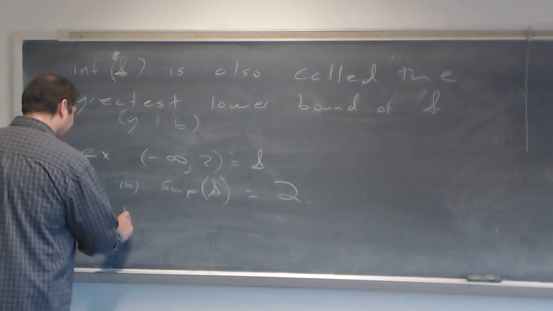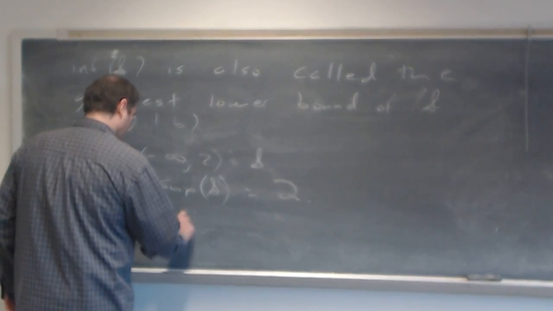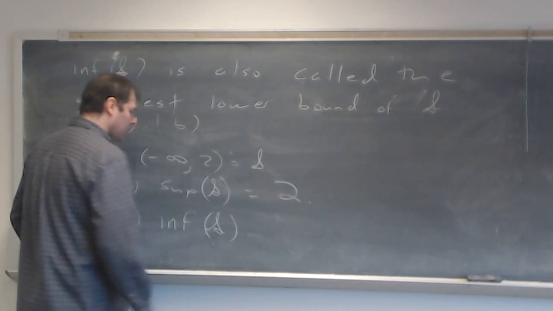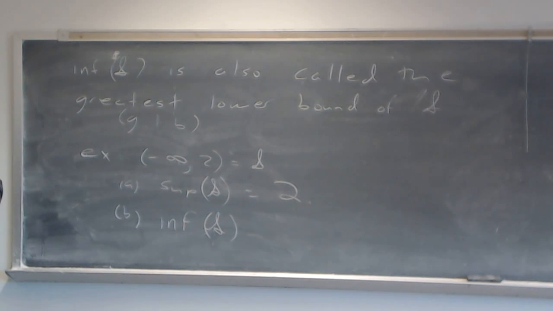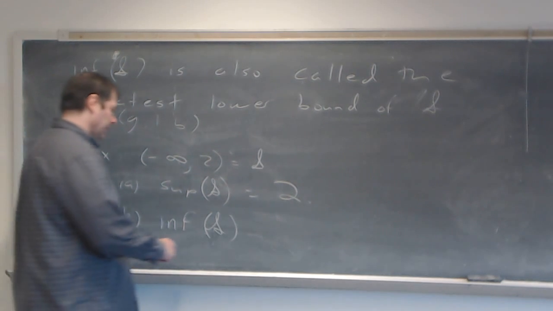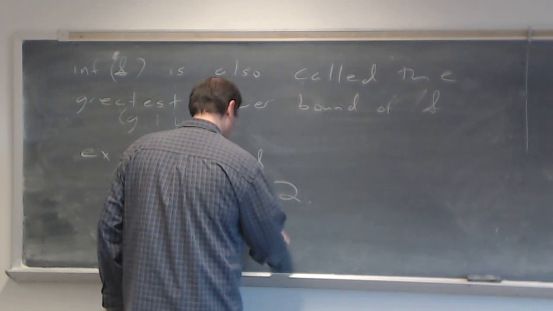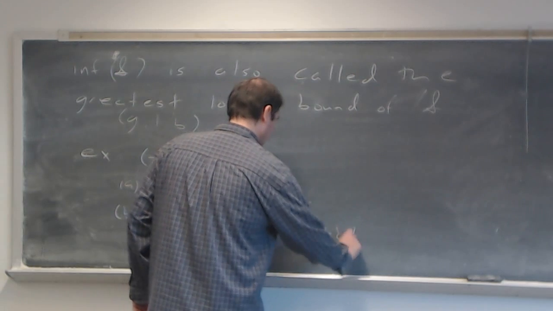Part B, what about the infimum of script S? Well, what would you be looking for? You'd be looking for a number such that it is a lower bound of S, and it's the greatest of all the lower bounds. Well, first of all, S is not bounded below. There is no lower bound. And so here, the infimum of S does not exist in this particular example.